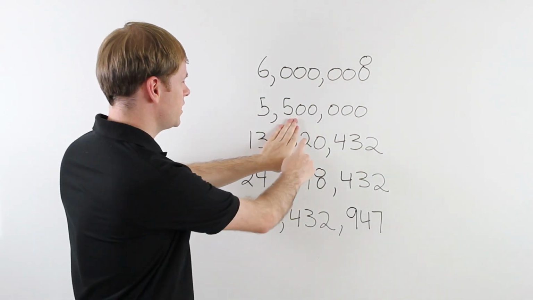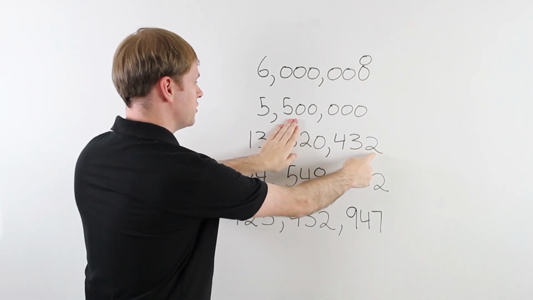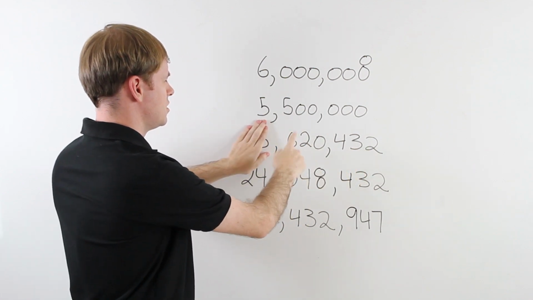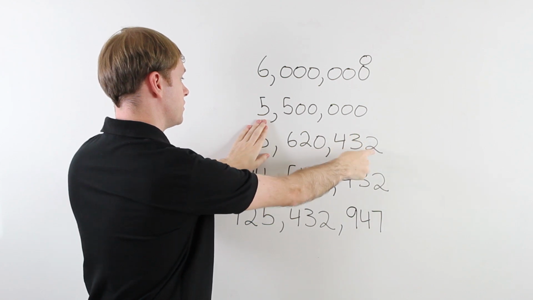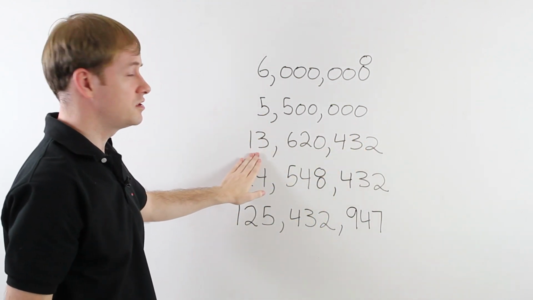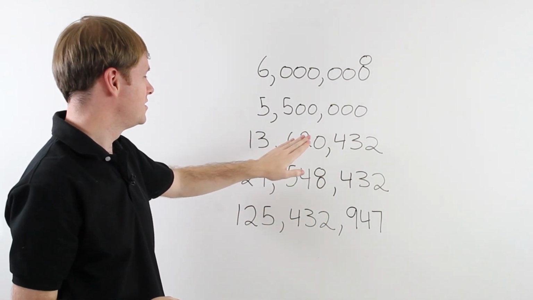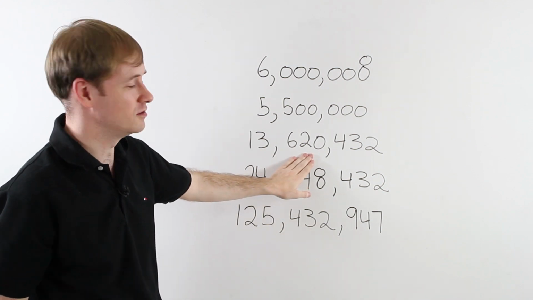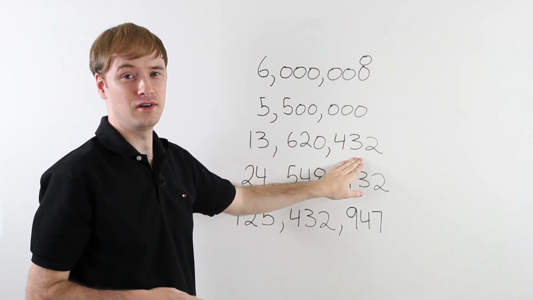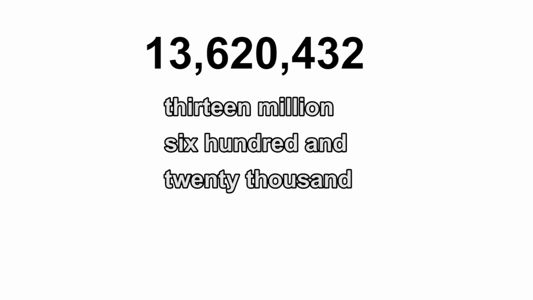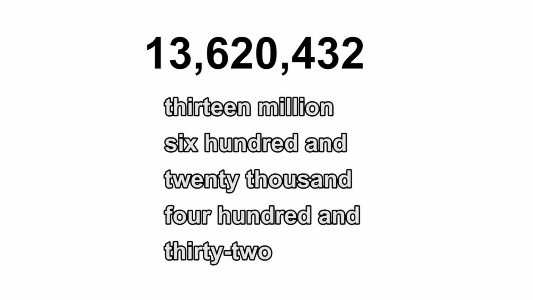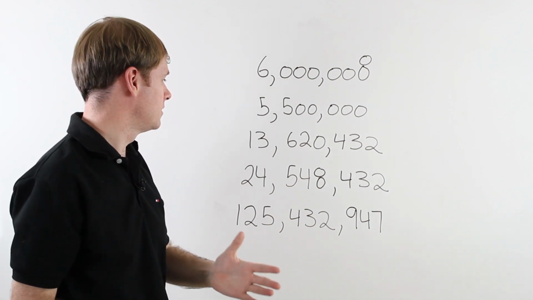This would be 20,432, 620,432, 13,620,432. Big number. Let's move on.